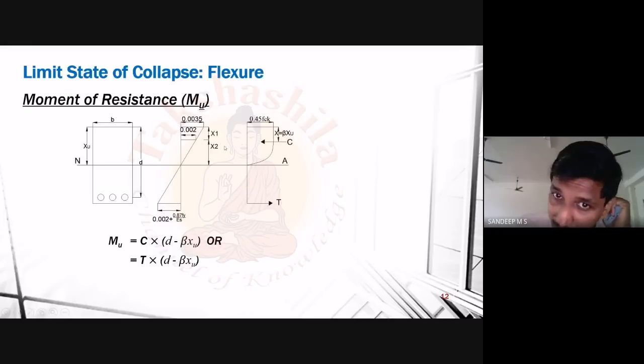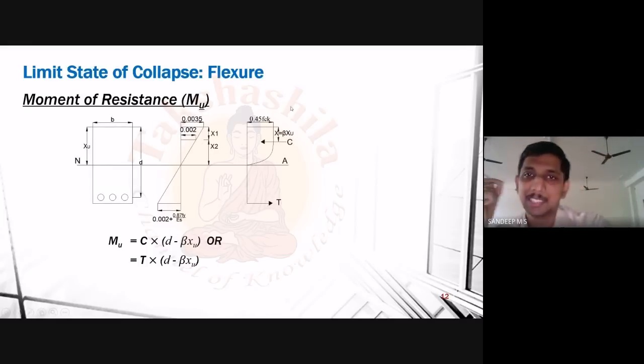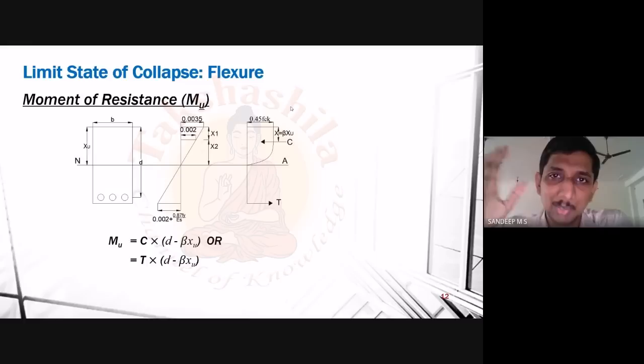So basically, please consider this section. I will explain that. Say, let us assume that I am increasing the load on the structure from 0 to a higher value. So basically, at the initial point, I am applying 0 load. So what will be the value of C and T?